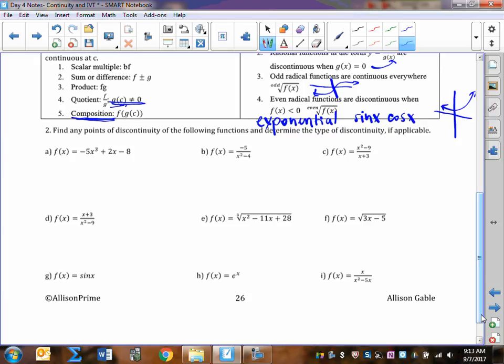All right, so letter A. Do we have any points of discontinuity? Nope, it's a nice plain old polynomial, so we can just go and say f of x is continuous on its domain, which is just negative infinity to infinity.